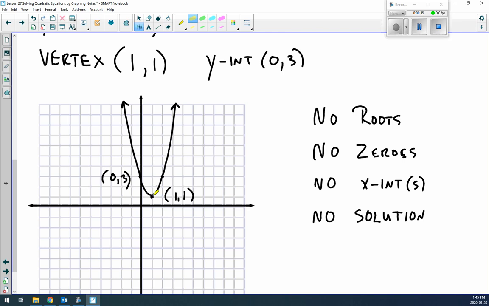Well, this opens up. So since it opens up, does it ever cross the x-axis? No. So there are no roots, no zeros, no x-intercepts, no solution. Multiple ways of saying it. But basically, since it opens up and does not cross the x-axis, there is no solution. All right, so that was lesson 27.